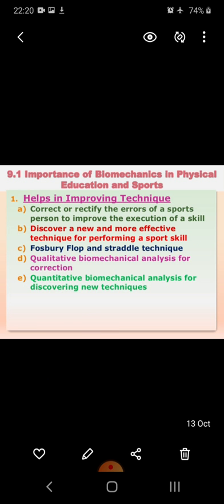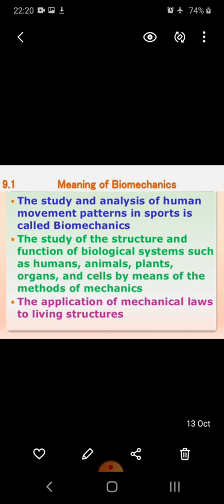So this is all about the meaning, and I will explain some more about the meaning of biomechanics, and then we will discuss the importance. Biomechanics is a sub-discipline of physical education. The term biomechanics is a combination of two words, that is bio and mechanics. Here, bio is a Greek word that refers to life or living things.